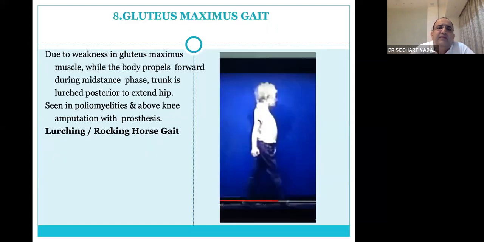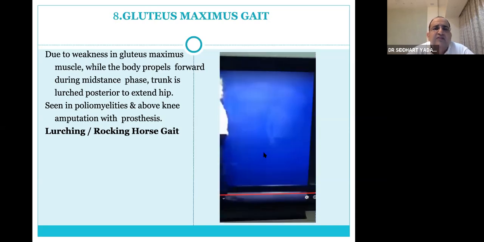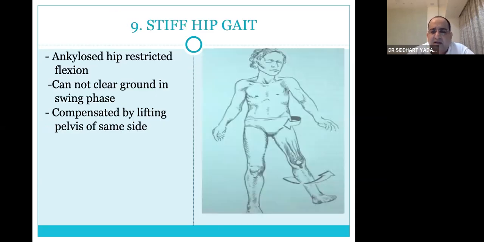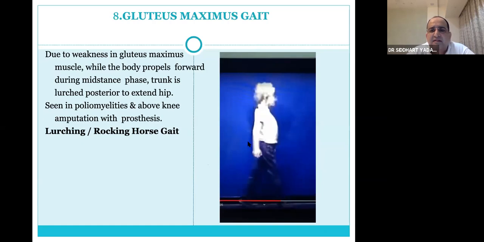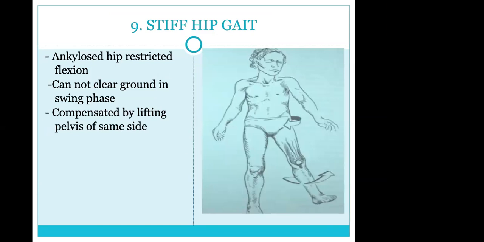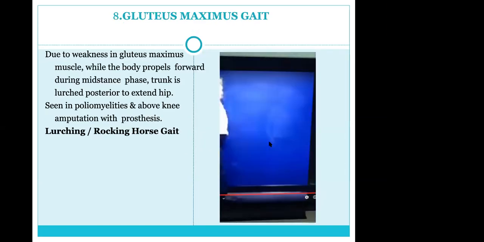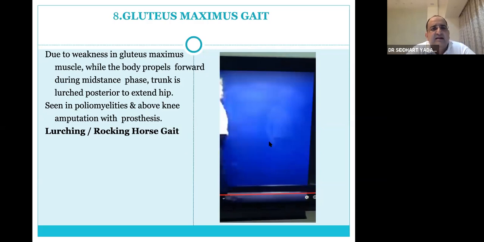Now, what is gluteus maximus gait? This is also called rocking horse gait. In this gait, due to weakness of gluteus maximus, there is weakness of hip extension. So how to compensate for that? To compensate, in mid stance the trunk is lurched posteriorly to extend the hip, and it is seen in poliomyelitis, and also in above knee amputation with prosthesis.